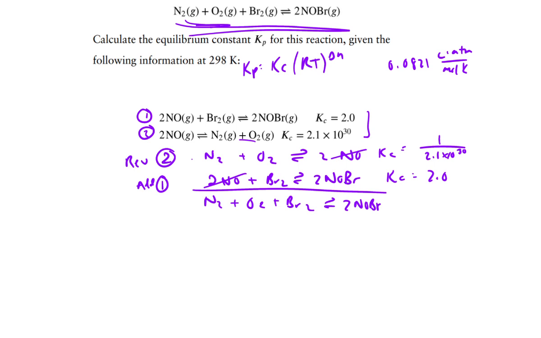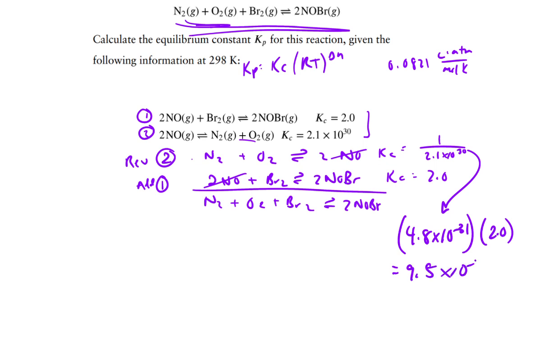So 1 over 2.1 times 10 to the 30 is 4.8 times 10 to the minus 31. And multiply that by 2, and we'll get 9.5 times 10 to the minus 31, and that is Kc. We agree? Okay, cool.